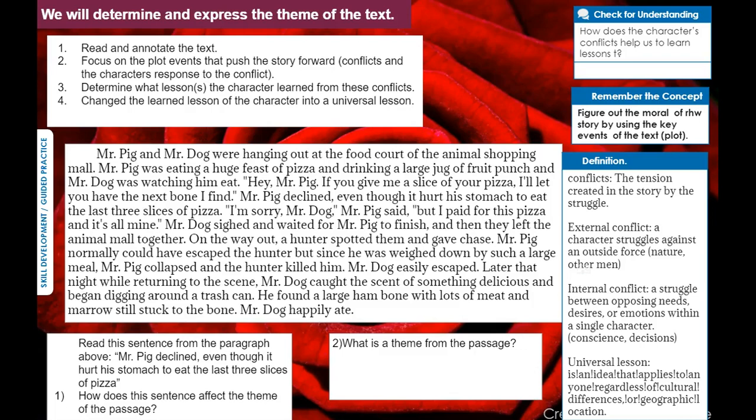So you're going to pause right here. You're going to go ahead and read and make your annotations in your mind. And then we're going to come back and we're going to answer these two questions.